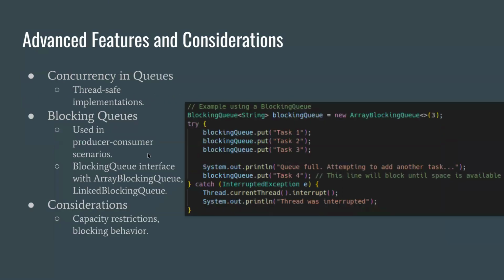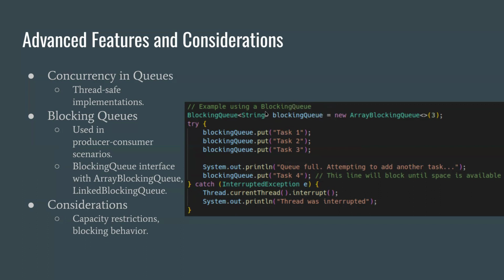Advanced features and considerations. As we look more into queue usage, especially in multi-threaded environments, thread safety becomes really important, and Java provides thread-safe queue implementations like the BlockingQueue, which includes classes like ArrayBlockingQueue and LinkedBlockingQueue. These are designed to handle cases where multiple threads might be adding and removing elements concurrently.